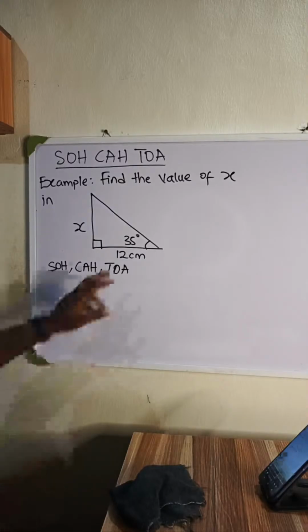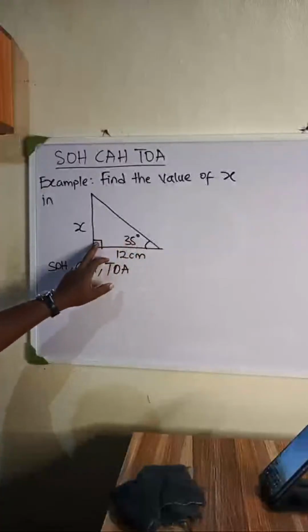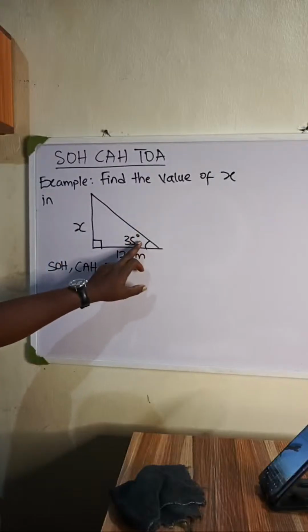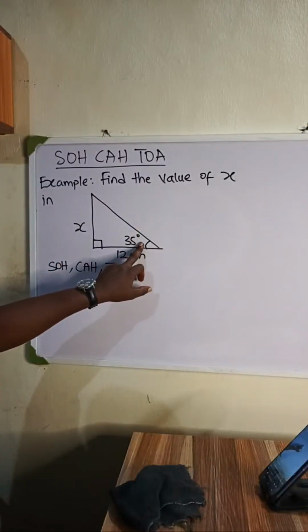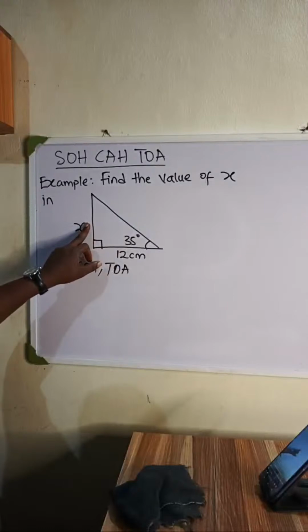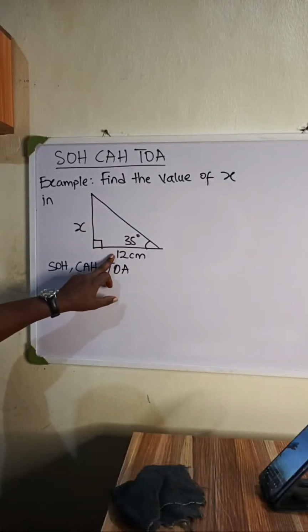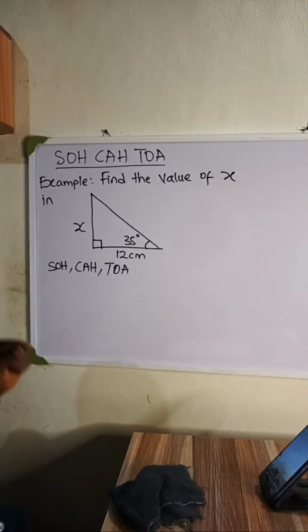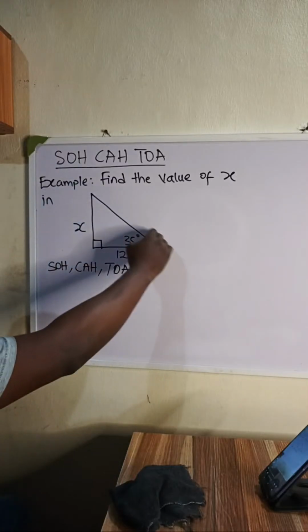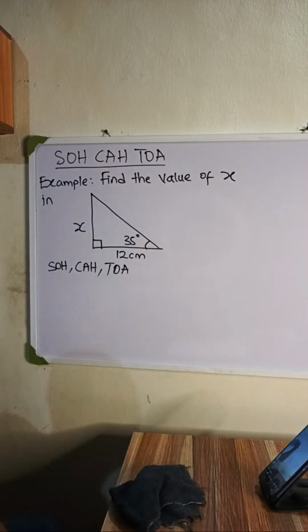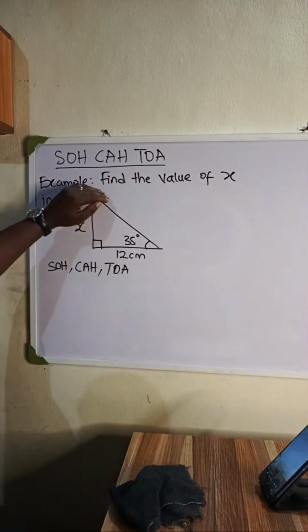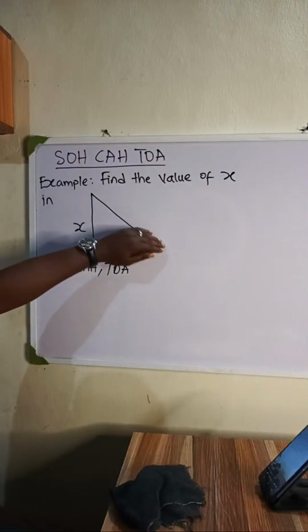So let's look. This is the 90 degrees. Therefore, this is the hypotenuse. Okay. This is the angle theta. Therefore, this is the opposite. And this is the adjacent. So the missing side shows us what we are going to use. If you look, this side is missing. Therefore, anything that contains hypotenuse cannot be used. So the missing side is not the hypotenuse; there's nothing given on the hypotenuse.